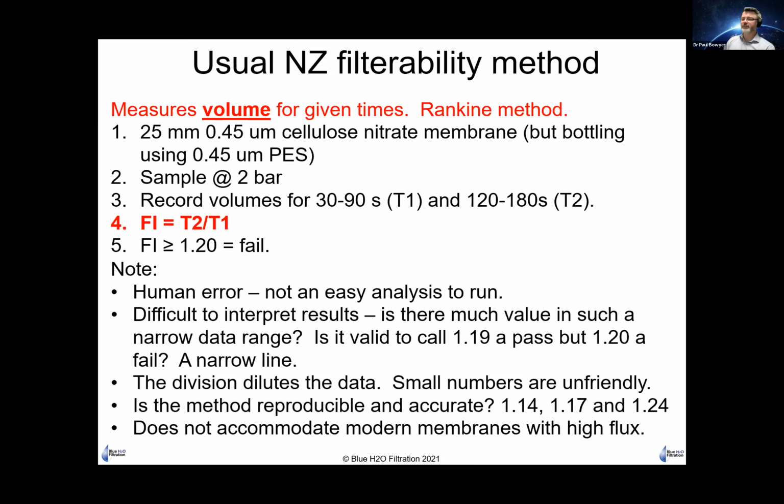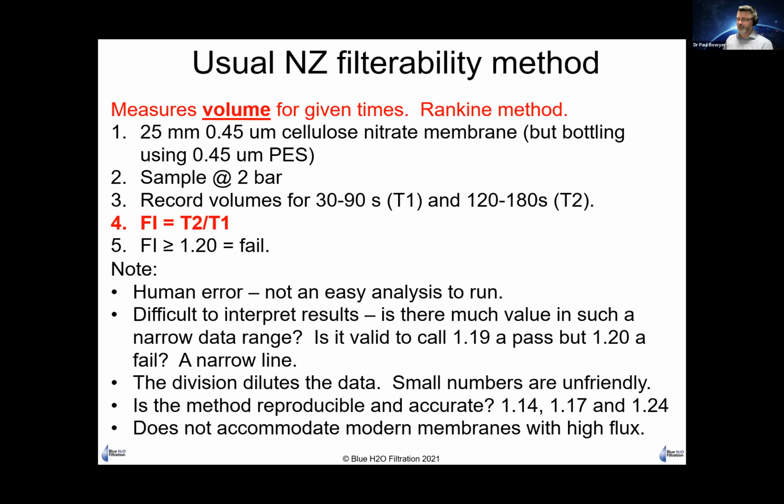And an important point about this is that it's a relative measure. Filterability is relative to the test disc that you're using and the filters that you're using in the packaging facility, so they should be the same. In this case, it's an issue. The method is a bit of a problem because there's human error involved. It's not an easy analysis to run. You have to swap beakers and so on to catch the relative fractions. And also you get small numbers, which make it difficult to draw the line as to what's a pass and what's a fail. Typically in New Zealand, 1.19 and below is a pass, 1.20 and above is a fail. It's a very narrow line.